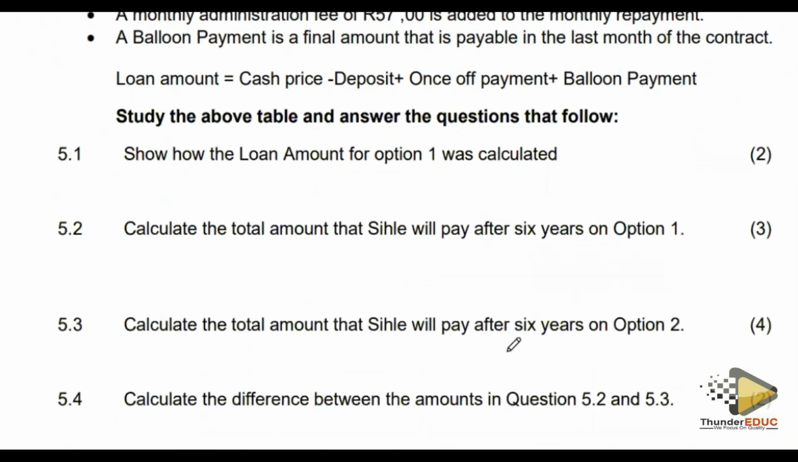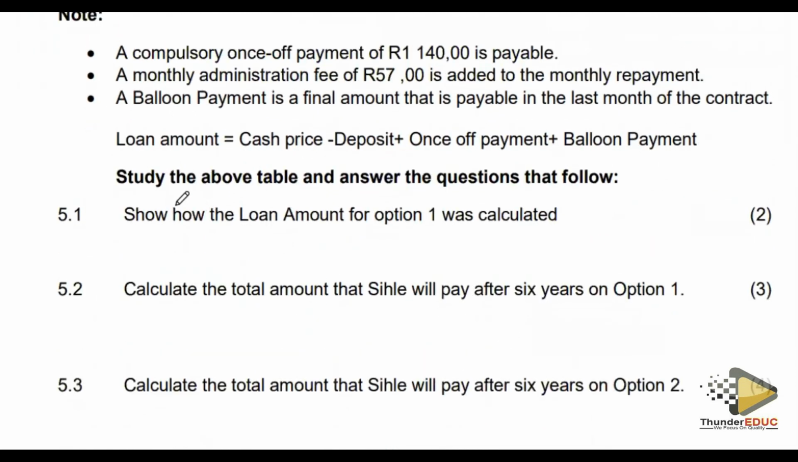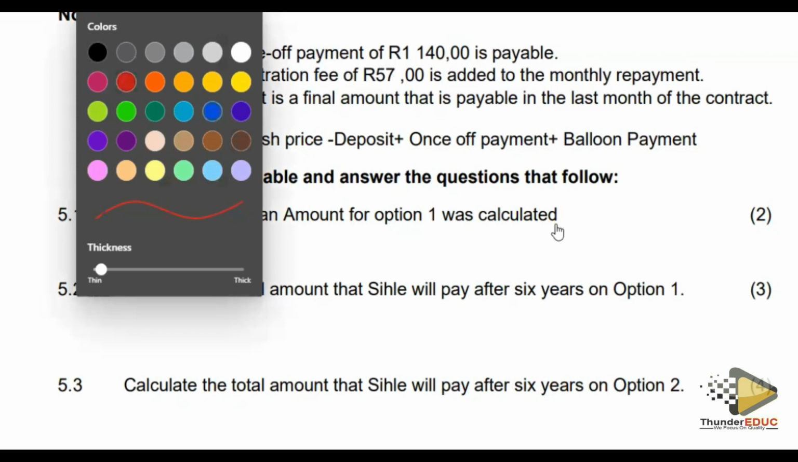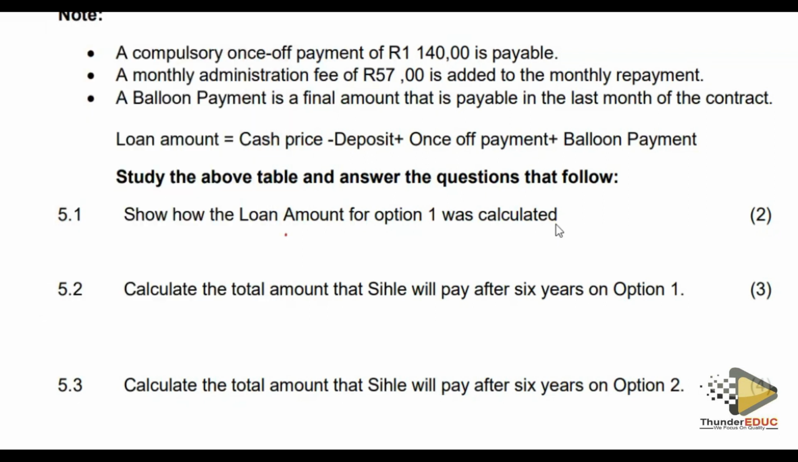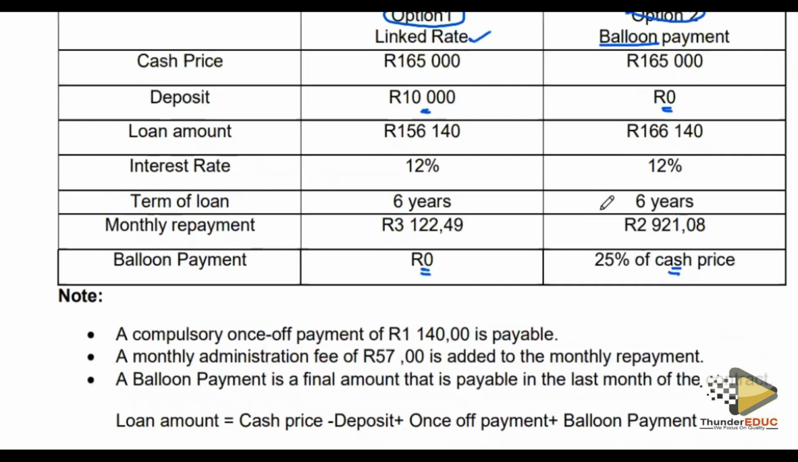Let's look at the question. They are telling us to show how the loan amount for option 1 was calculated. We are given the formula here, so we don't need to complain. We are given the formula and let's start and see. The formula says you need to get the cash price. Go to our table here, the cash price is this one here.